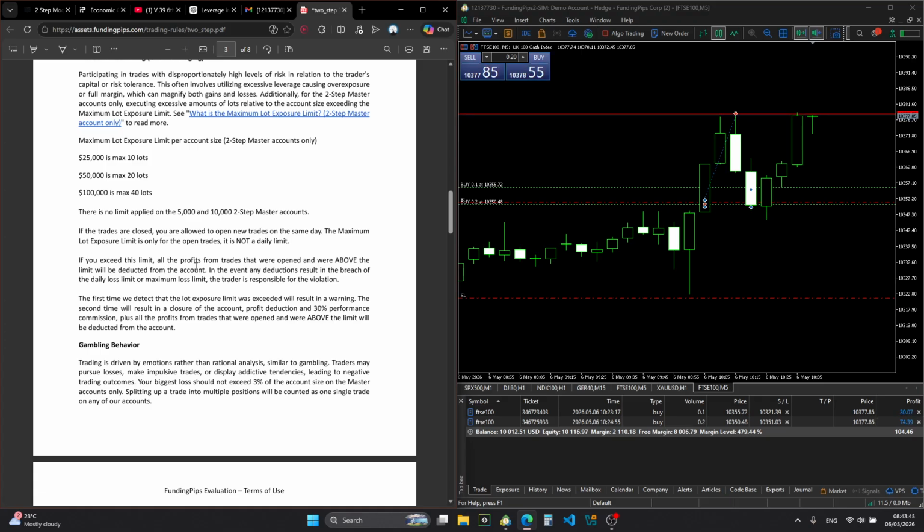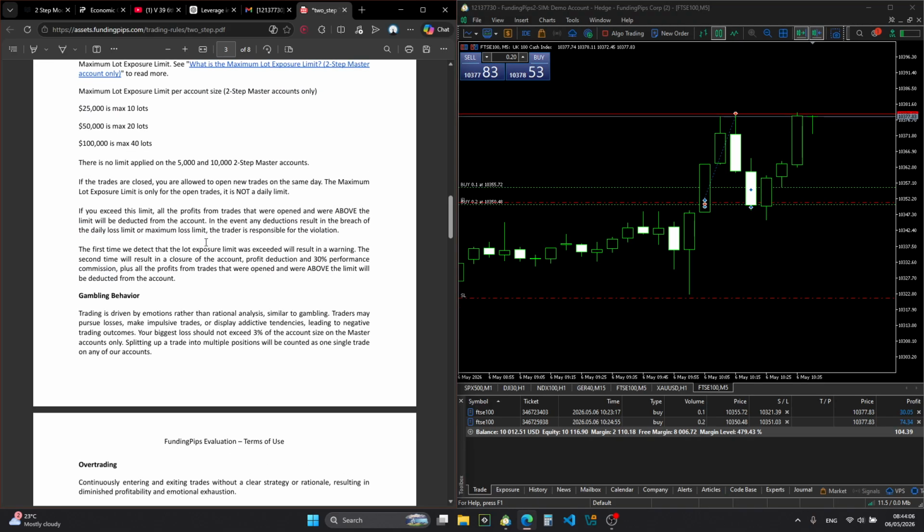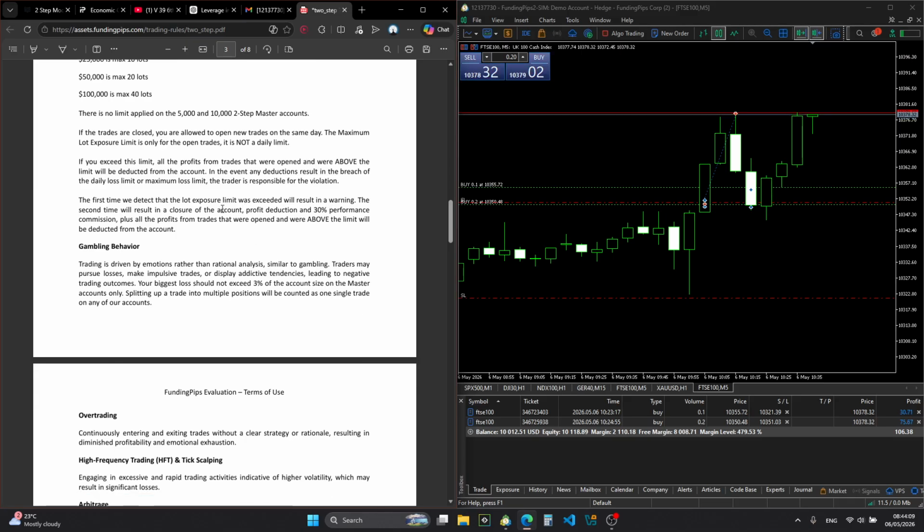If you exceed this limit, all the profits from the trades that were opened while above the limit will be deducted. The account won't be deducted, right? Only the profits will be deducted. In the event a reduction results in a breach of the daily loss limit, the second time will result in closure of the account.